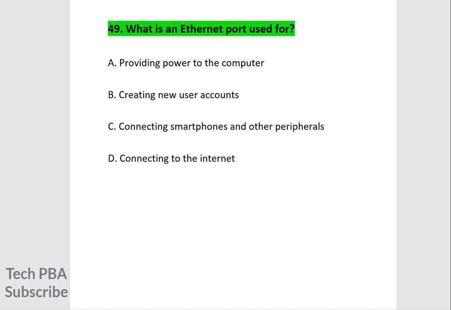Question number 49. What is an Ethernet port used for? So the correct answer to this question is option D, connecting to the internet. So an Ethernet port is a port on a desktop computer or a laptop computer where you plug an Ethernet cable into, and then plug the other side of the same Ethernet cable into a wall jack, a network switch or a router to gain access to the internet. So an Ethernet port can also be referred to as a network port, and then also it can be referred to as a LAN port, LAN, local area network ports. So correct answer is D, connecting to the internet. Not just internet, it can also connect you to a network.